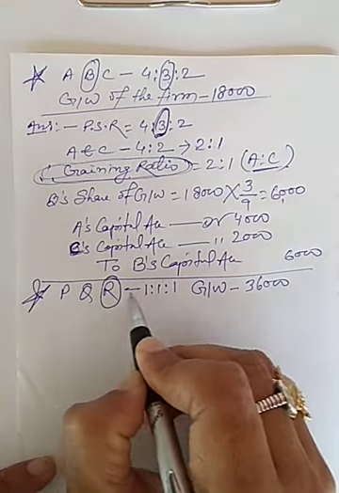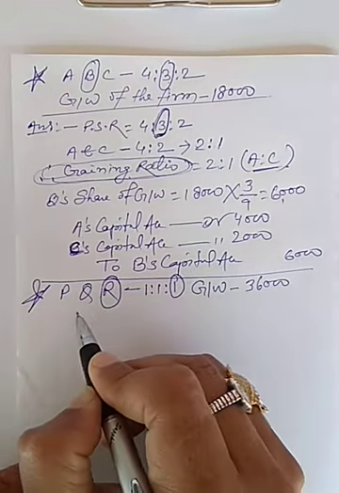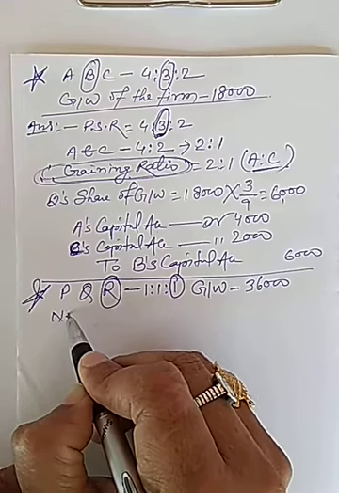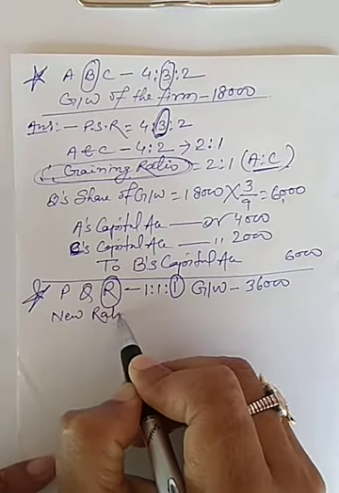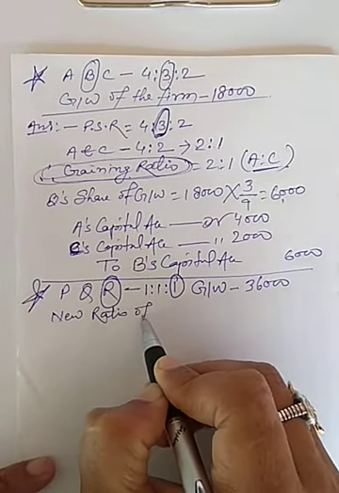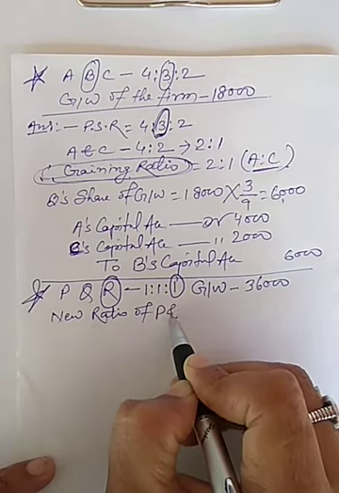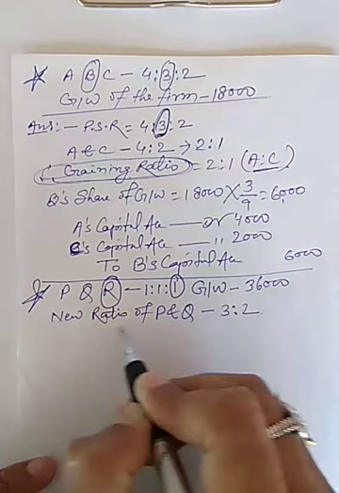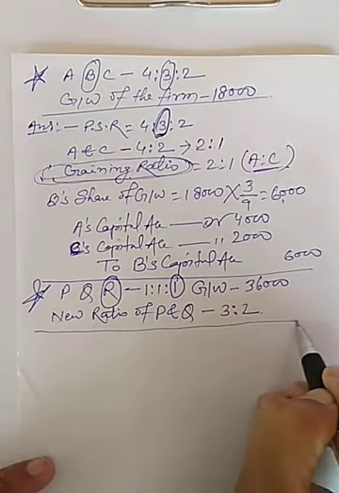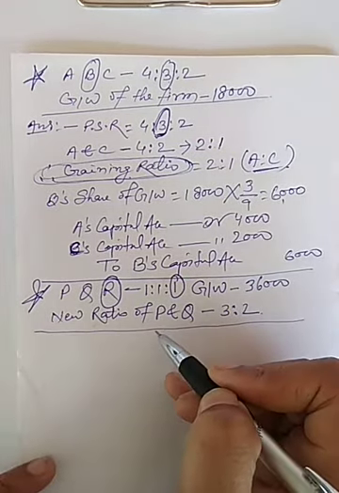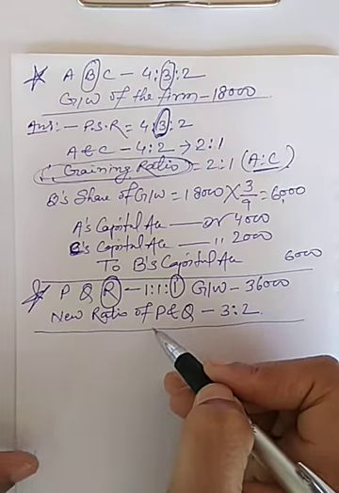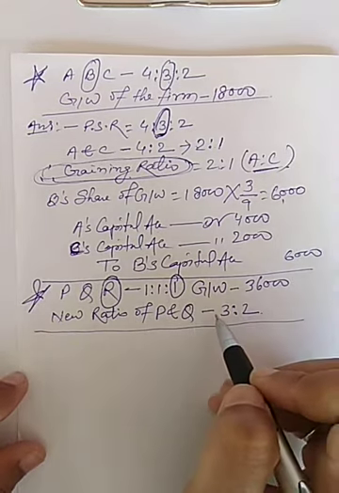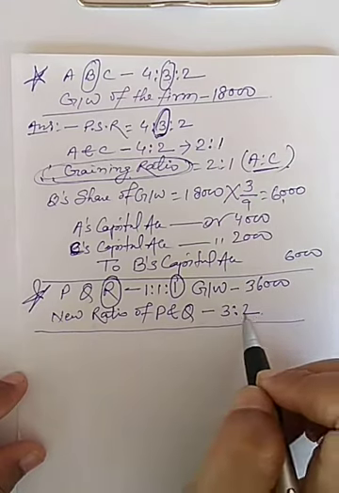R is the retiring partner, and the question says the new ratio of P and Q will be 3:2. Something is changed in this question, because the old ratio and the new ratio are both given.